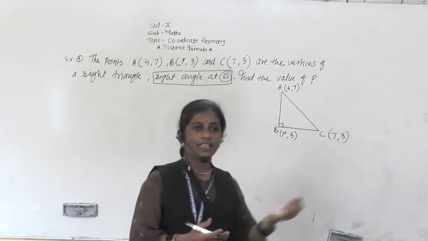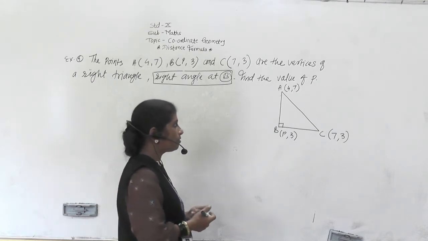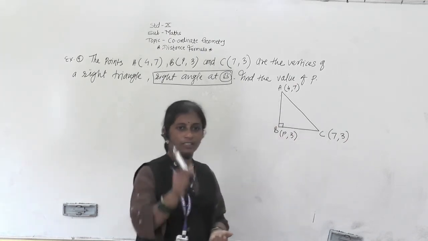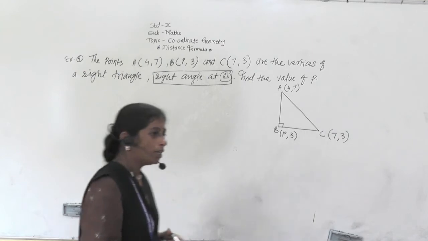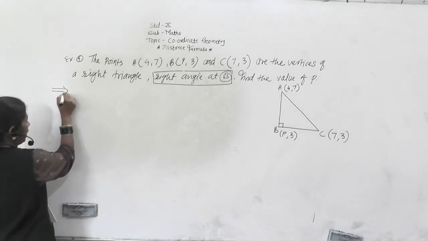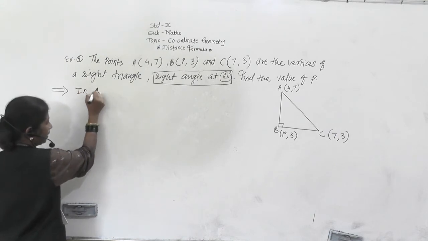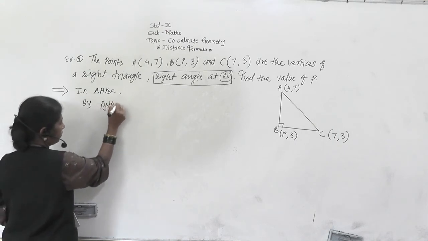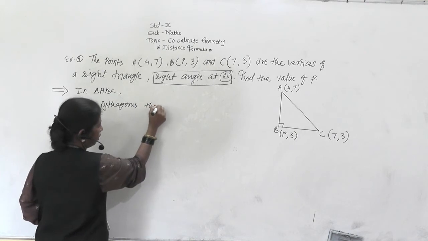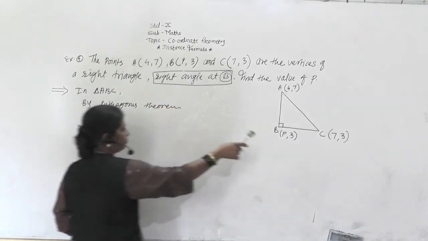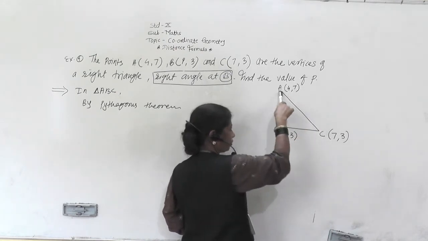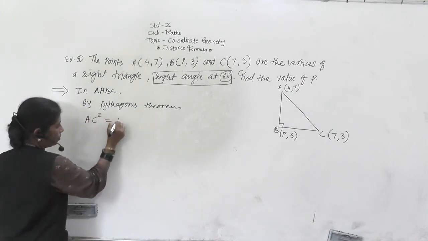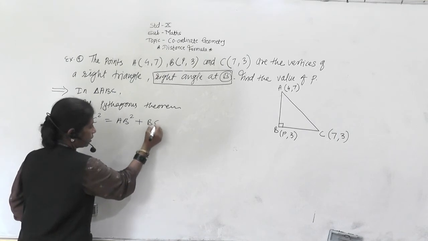Correct? When any triangle is a right-angled triangle, what is the property? What theorem do we use to see this? Here, AC square equals AB square plus BC square, correct? This is the Pythagoras theorem, right? So in this example, triangle ABC, by which property? By Pythagoras theorem, what we can say? Here, by Pythagoras theorem, AC square equals AB square plus BC square, correct? So here, AC square equals AB square plus BC square, okay?